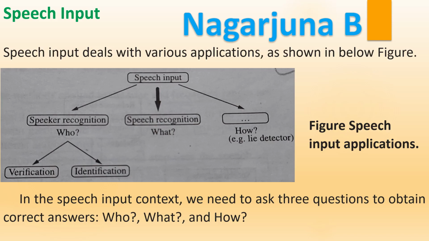And the second one is what? The speech recognition. The first one is speaker recognition, that is who. The second one is what? Speech recognition. The central issue of a speech input is to detect the speech contents themselves. The main issue of a speech input is to detect the contents which are present in the speech itself.